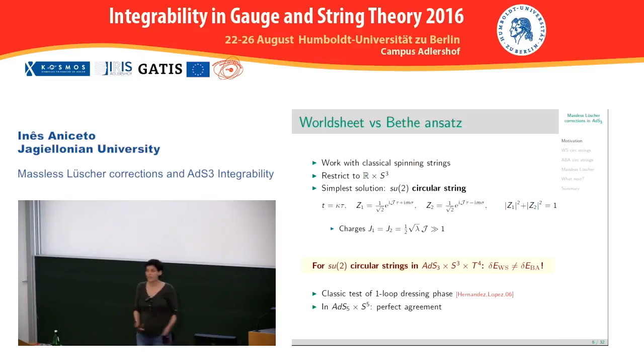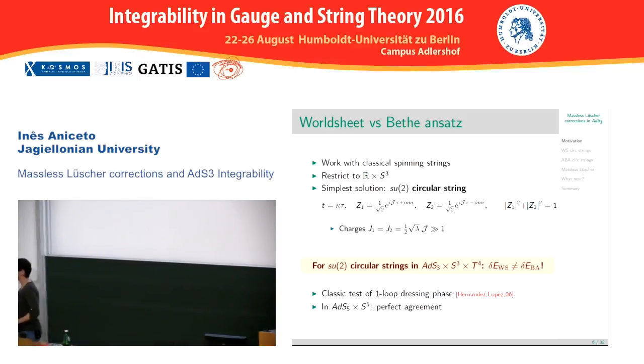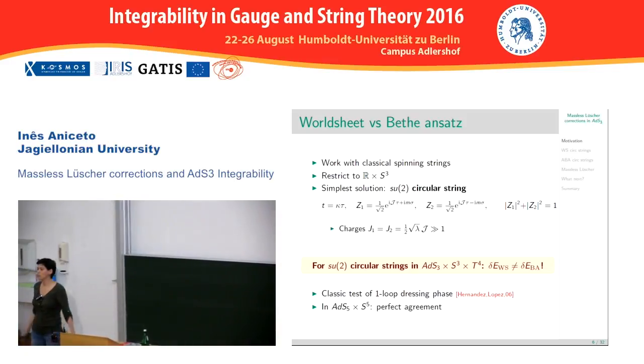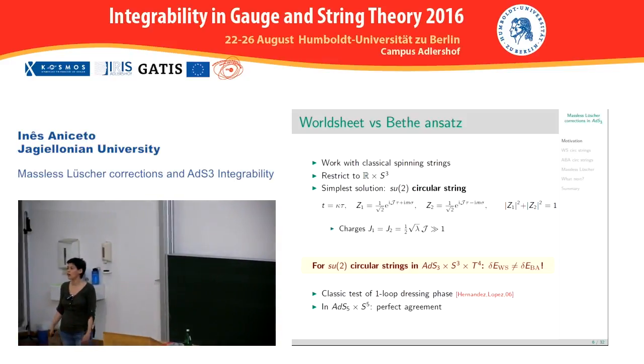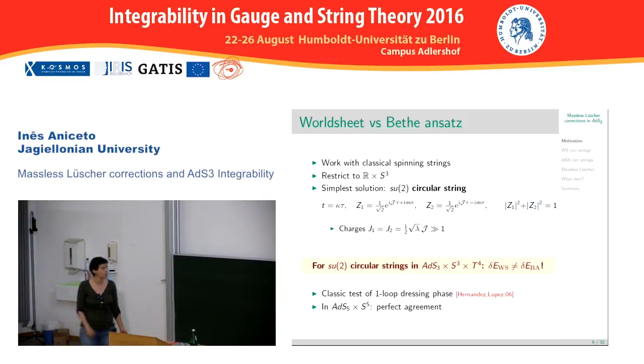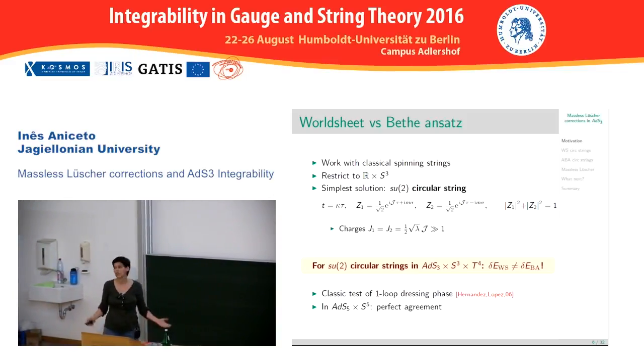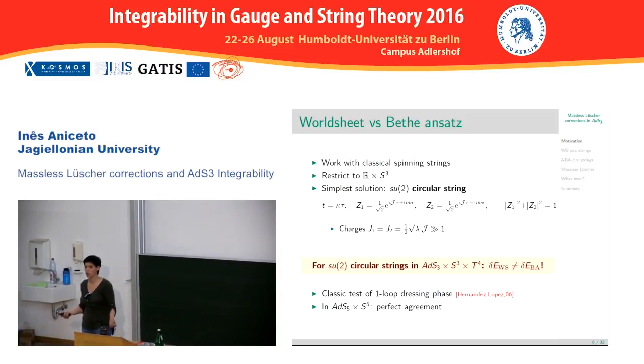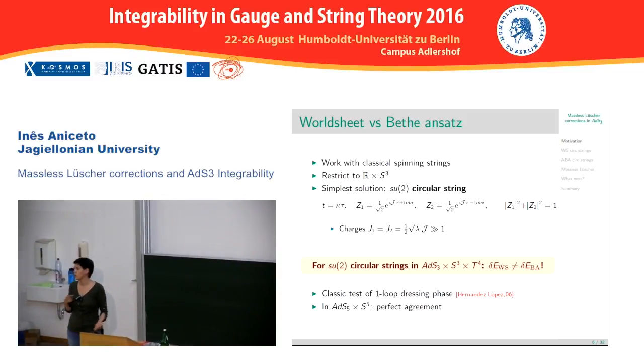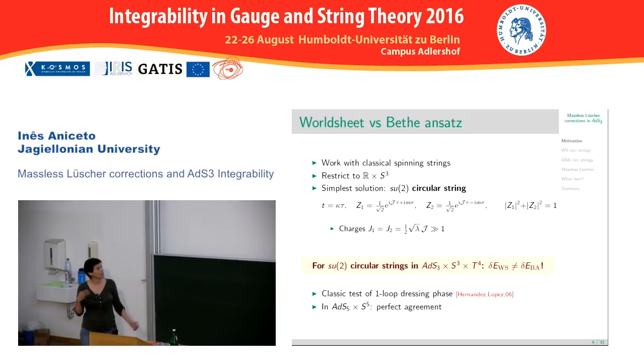So in particular, we'll work not with general classical spinning strings, but we are going to restrict ourselves to the case of R cross S3. This is a consistent truncation, and the simplest solution in R cross S3 is just the circular solution. It's a macroscopic solution wrapping all around the S3. It has two charges, which are very large in the two directions, two circles of the S3.